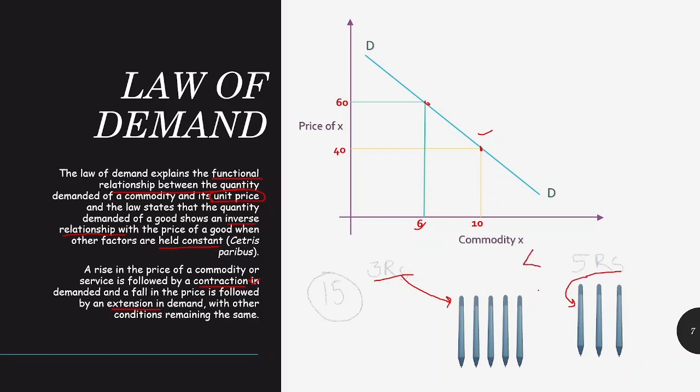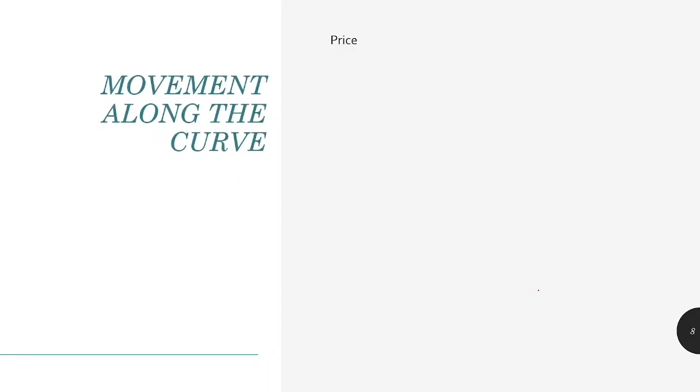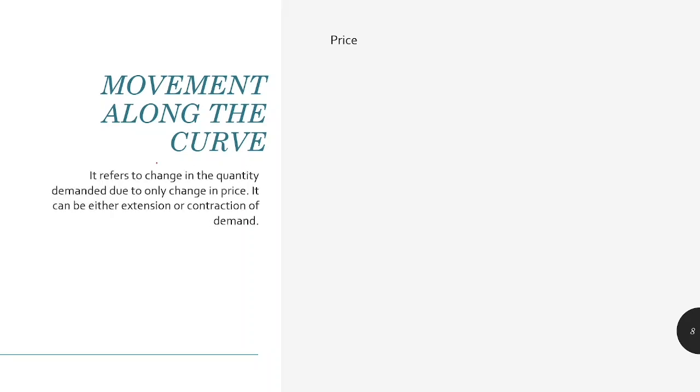We study two types of changes in the demand curve. First, movement along the curve, that is, we are moving downwards or upward along the curve. And the second one is shift in the demand curve. Let's look at movement along the demand curve first. It refers to change in the quantity demanded due to only a change in price. So this is very important. Let's try to understand this graphically.